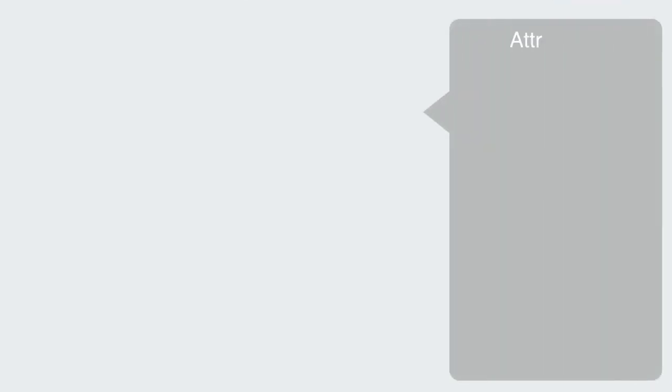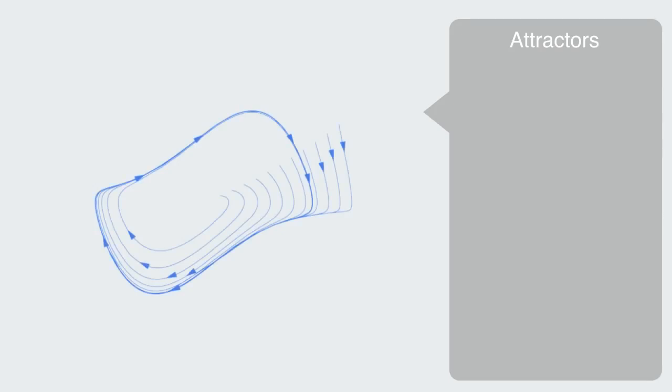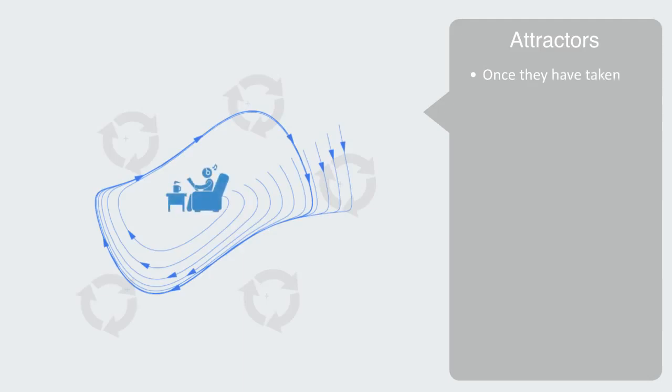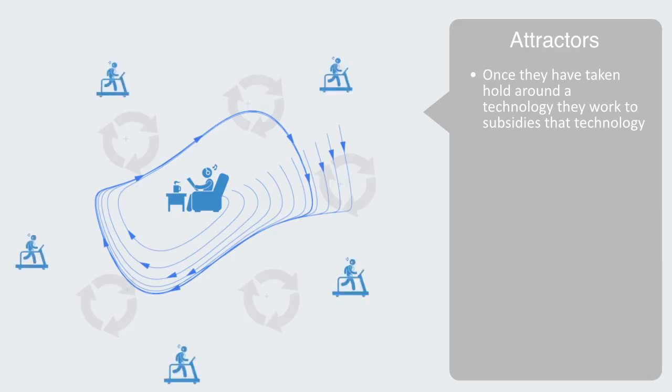This positive feedback and negative externality combine to create an attractor, meaning once they have taken hold around a technology, they work to subsidize that technology and make it an easier solution to any other of a number of different possible solutions as it becomes the default. Because the other options are now more costly or difficult, this technology now has an attractor built around it.